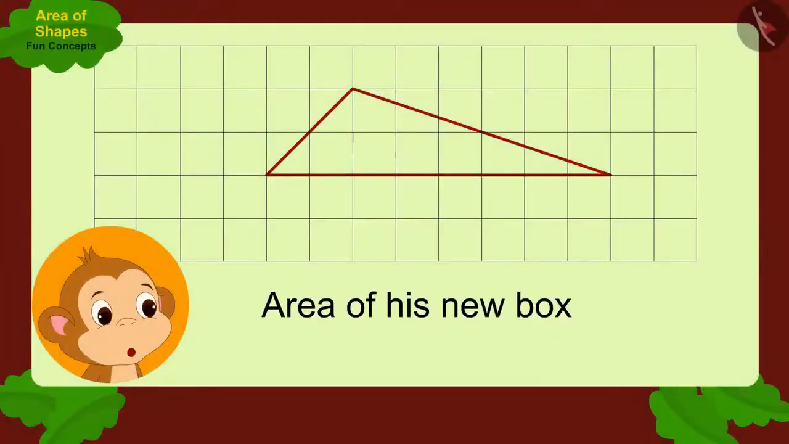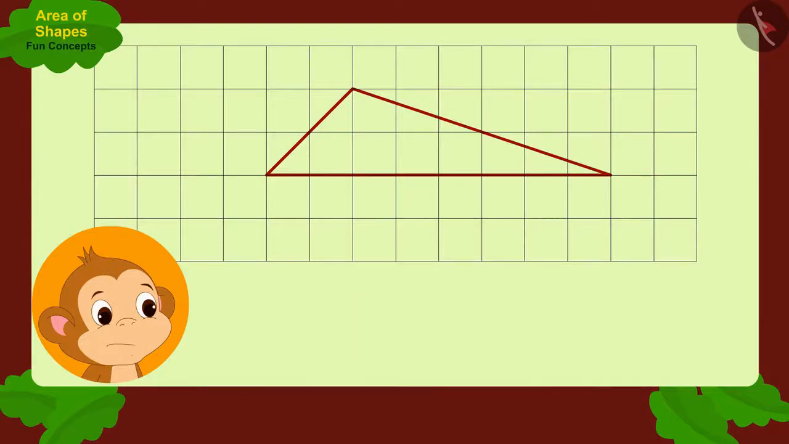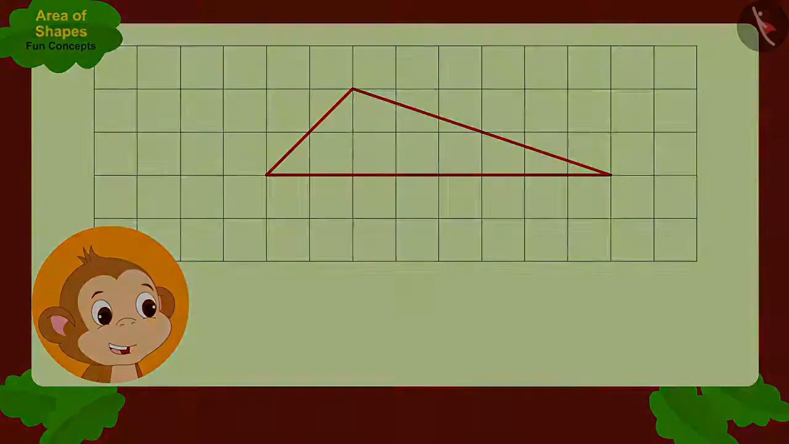Appu said that the area of his new box is the same as the area of his old box, 16 square centimeters. That means to complete the design of the new box, I have to draw 2 lines in such a way that the shape gets completed and the area of that entire shape should be 16 square centimeters. Thinking this, Babban got happy.